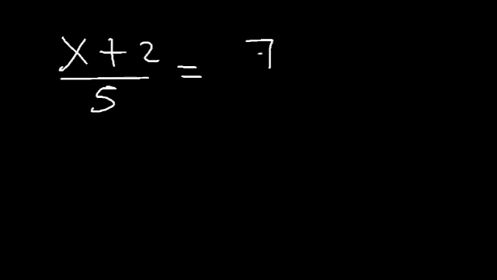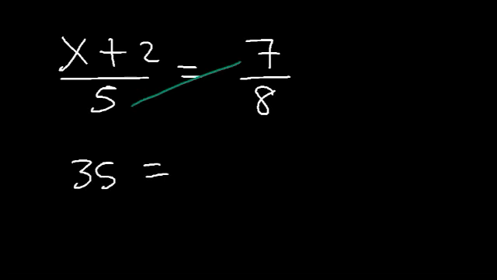Try this one. x plus 2 over 5 is equal to 7 over 8. So how can we solve for x if we're given two fractions separated by an equal sign? If you get a problem like this, you can cross multiply. 5 times 7 is 35. And 8 times x minus 2, you need to distribute the 8. It's going to be 8x plus 16.